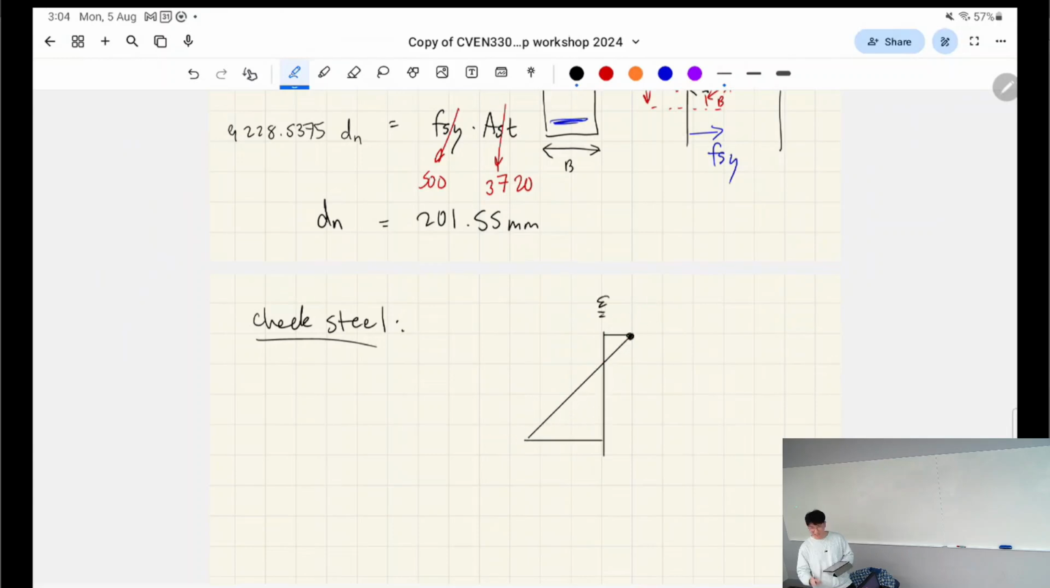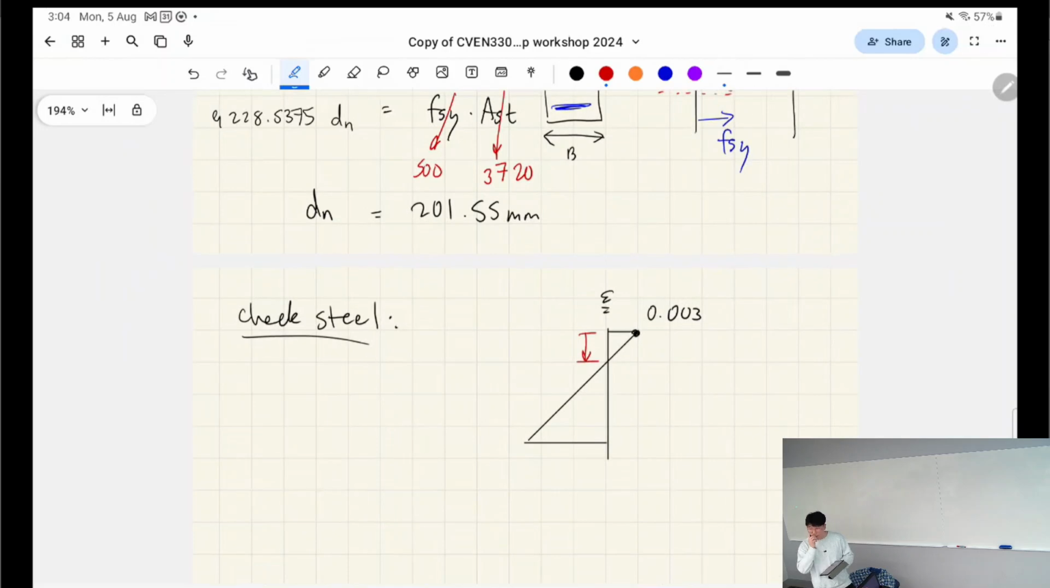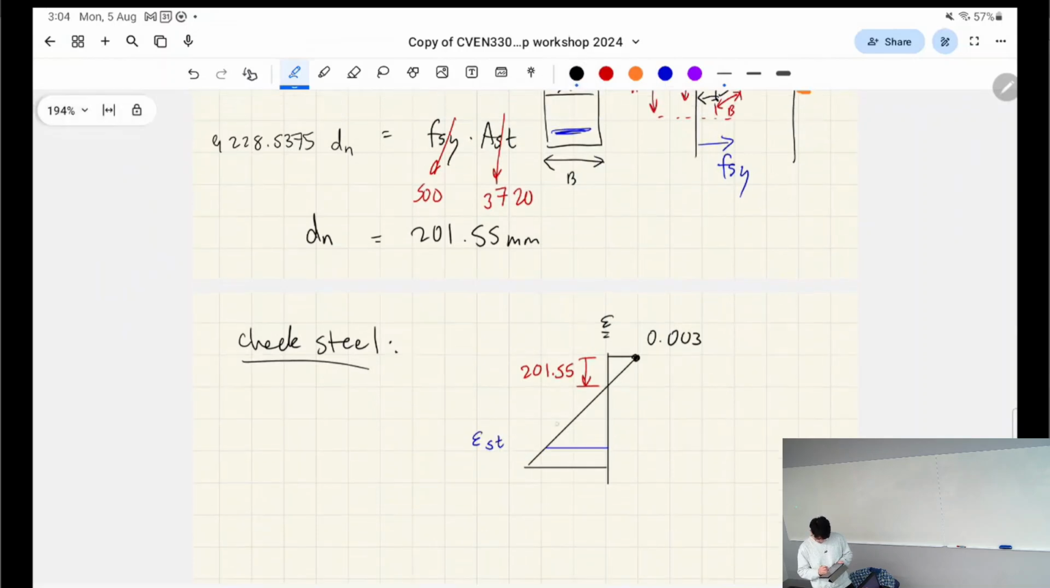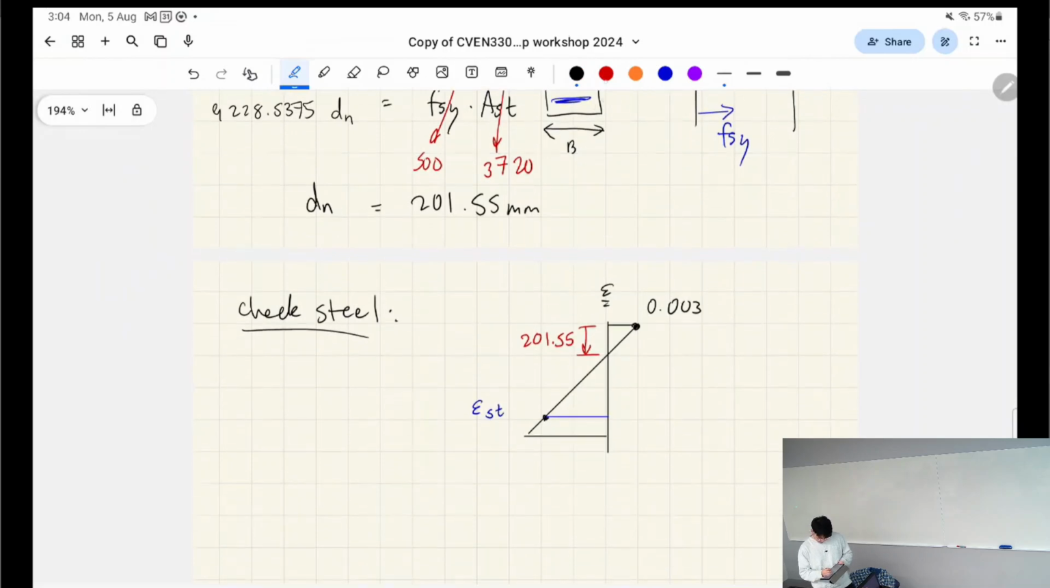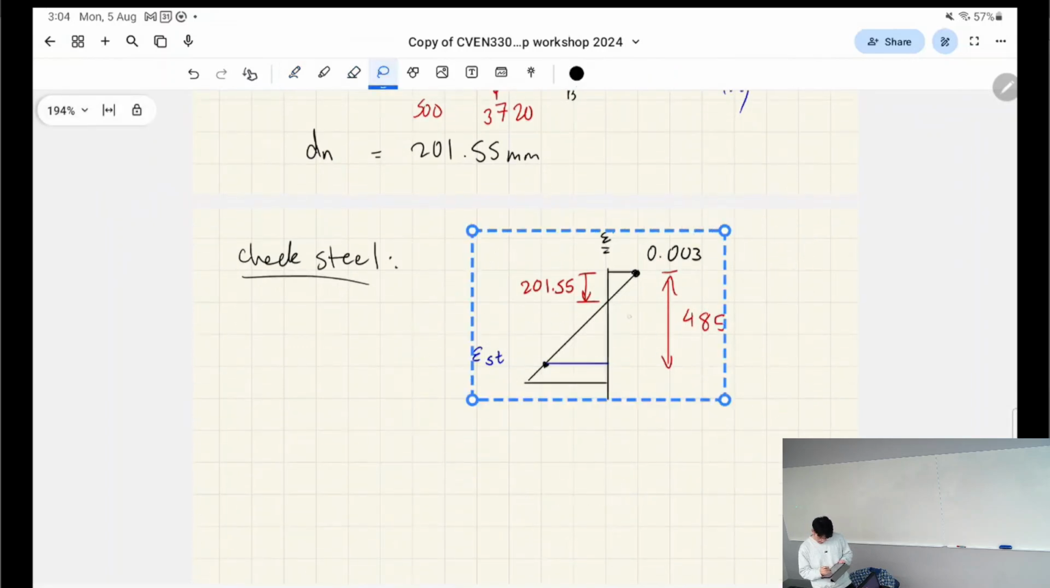All right, this point is what number? It's always 0.003, right? This is dn. Perfect. dn was 201.55, right? And we have our steel here. So this is going to be epsilon st. So how much our steel has strained, okay? We're given in the question, this depth is 485, right? Just gonna move that to the side.